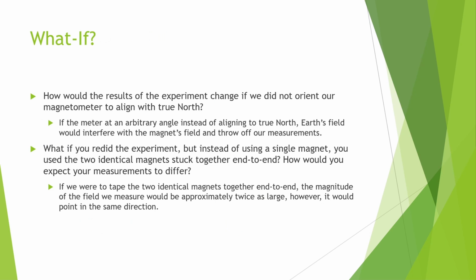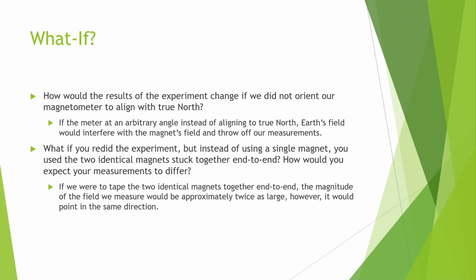Then a couple of what ifs. How would the results of the experiment change if we did not orient our magnetometer to align with true north? I said if the meter was at an arbitrary angle instead of aligning to true north, then Earth's field would interfere with the magnet's field and possibly throw off our measurements.